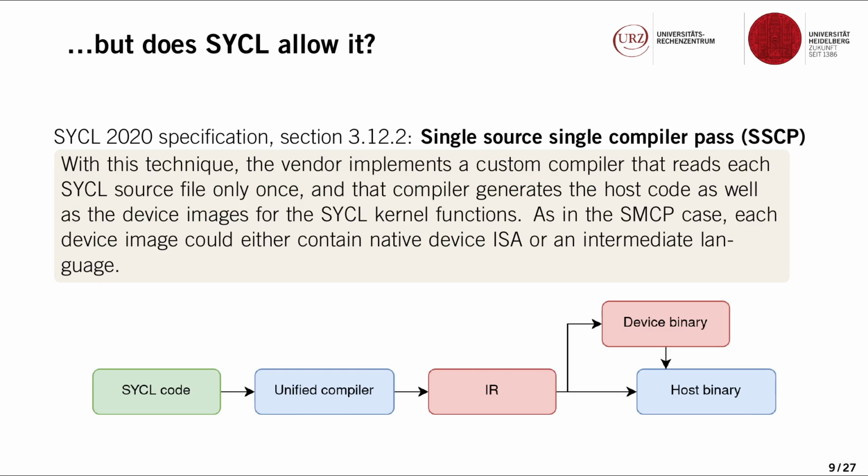Then there's another method, which is called Single Source Single Compiler Pass, or SSCP. And the main difference here is that instead of having separate compilation passes for each target, you only have a single compilation pass. So you have SYCL code, which gets fed into a unified compiler pass. And the unified compiler then generates some sort of intermediate representation. And only at this stage is the device code, the code that's required for the kernel, separated from the host code and then lowered to whatever the target device needs, to some device binary. And all of this is again put together into a host binary.